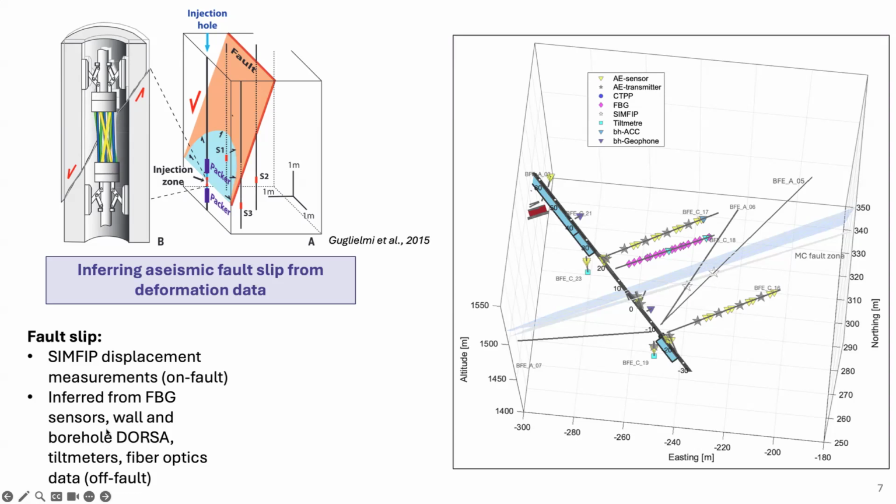Then we also have FBG sensors, which are strain sensors. They are placed in this borehole here, a monitoring borehole which runs parallel to the fault. It's, I think, between 15 and 20 meters from the fault zone. Then we have tiltmeters placed in vertical boreholes that measure the horizontal tilts. And we also have DORSA, which are other 3D displacement sensors. We have two: one of them is in the tunnel and the other one is in this monitoring borehole here, BFE 7.